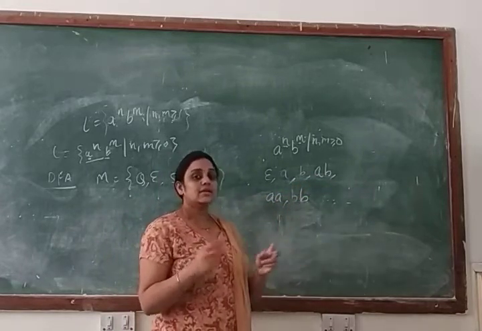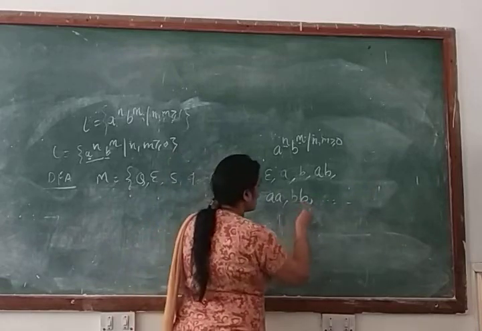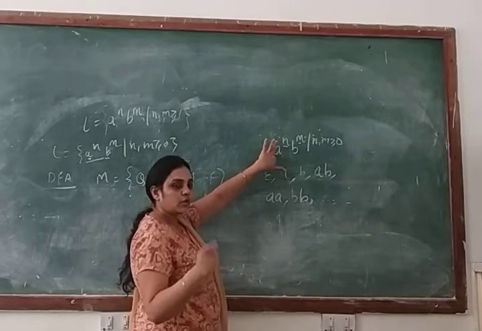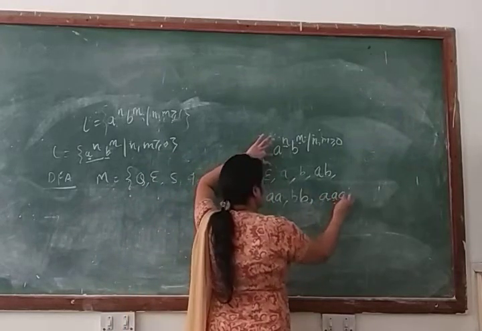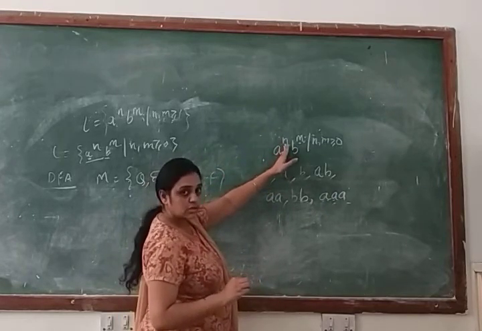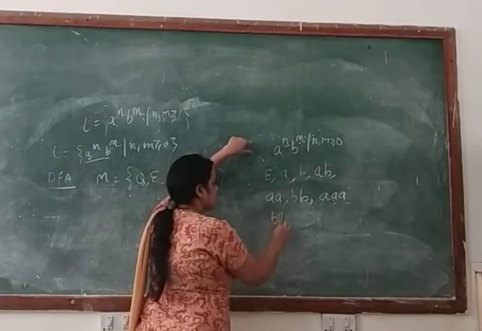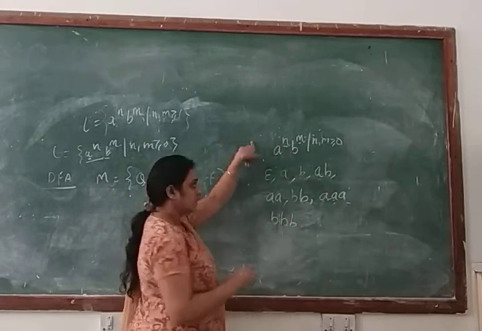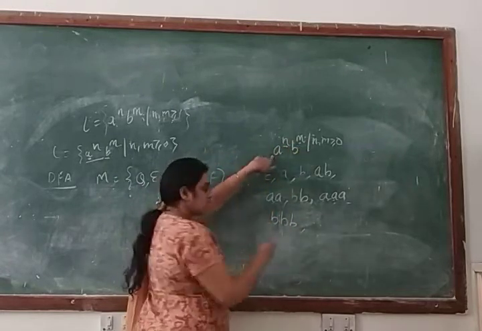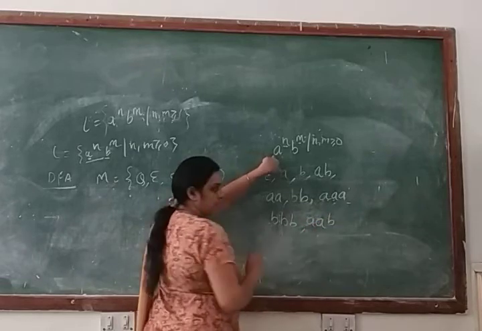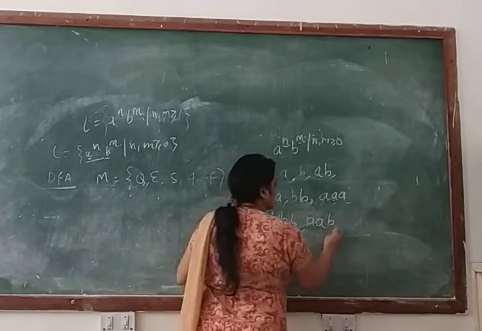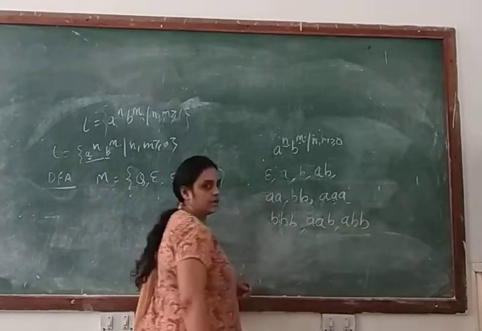Clear? Now we will see the three length strings. If you put n as 3 and m as 0, you will get aaa. Clear? If you put n as 0 and m as 3, you will get bbb. Clear? If n is 2 and m is 1, you will get aab. Clear? If n is 1 and m is 2, you will get abb. Clear?